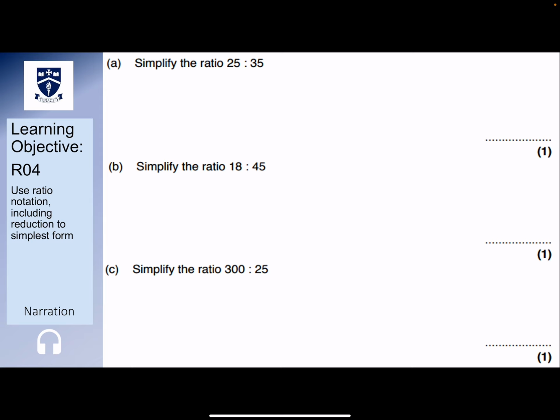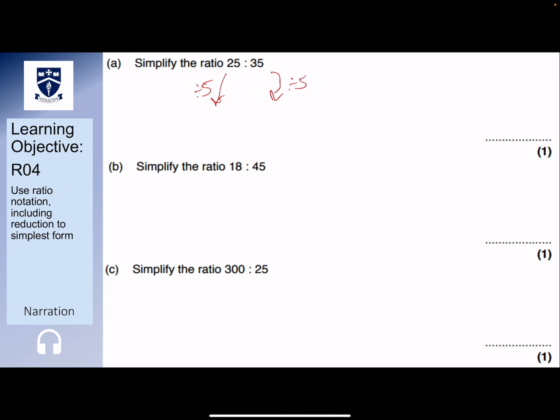All right, so we started yesterday and we looked at equivalent ratios. Today we're going to look at making sure we simplify ratios. So when I see something like this, 25 to 35, I want to write it in its simplest form. So what we're looking at is, can we spot the highest common factor of 25 and 35? And I'm sure that you're all shouting out that it is 5. So we're going to divide the 25 by 5 and divide the 35 by 5.